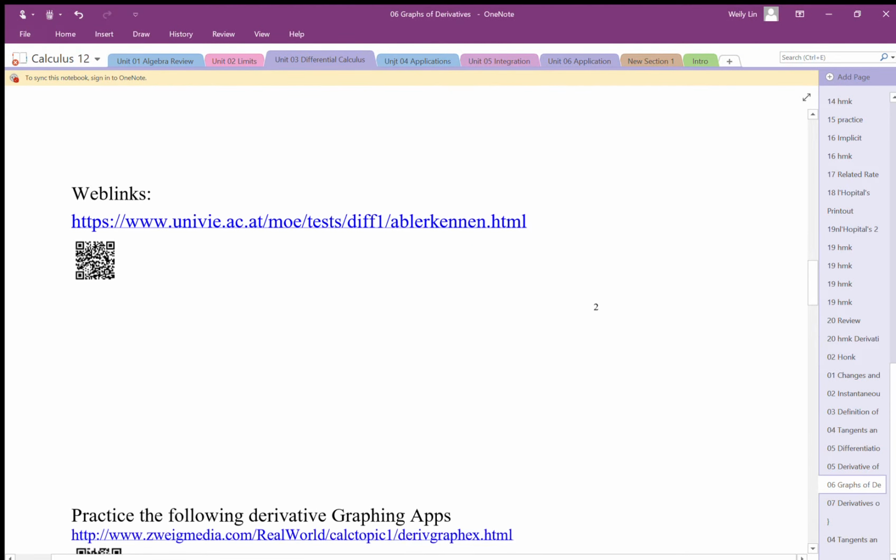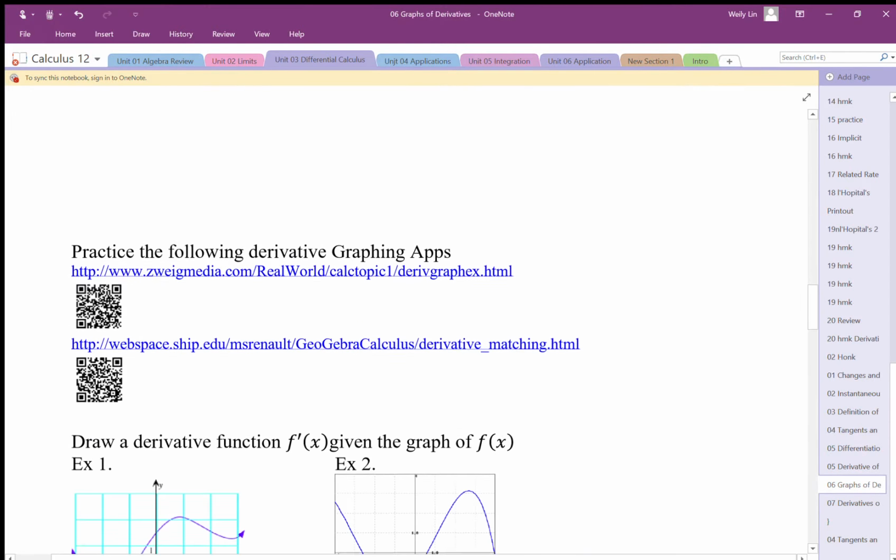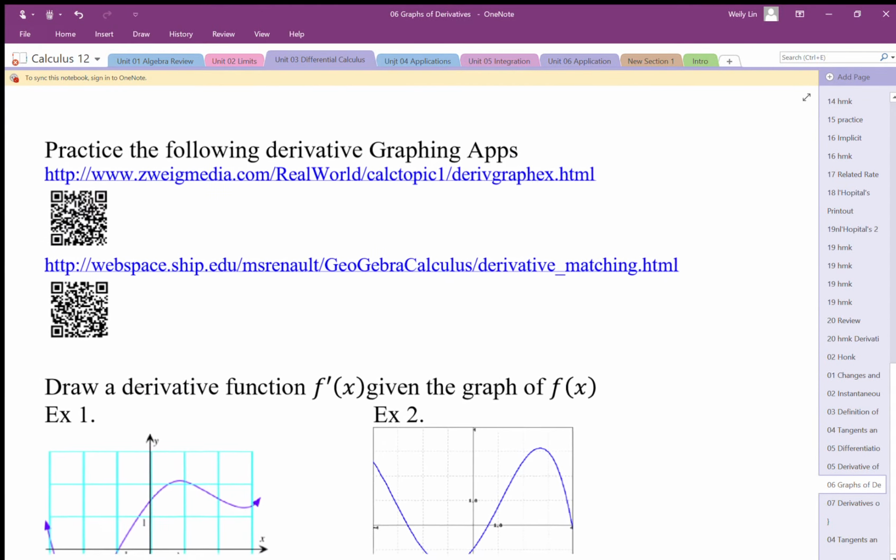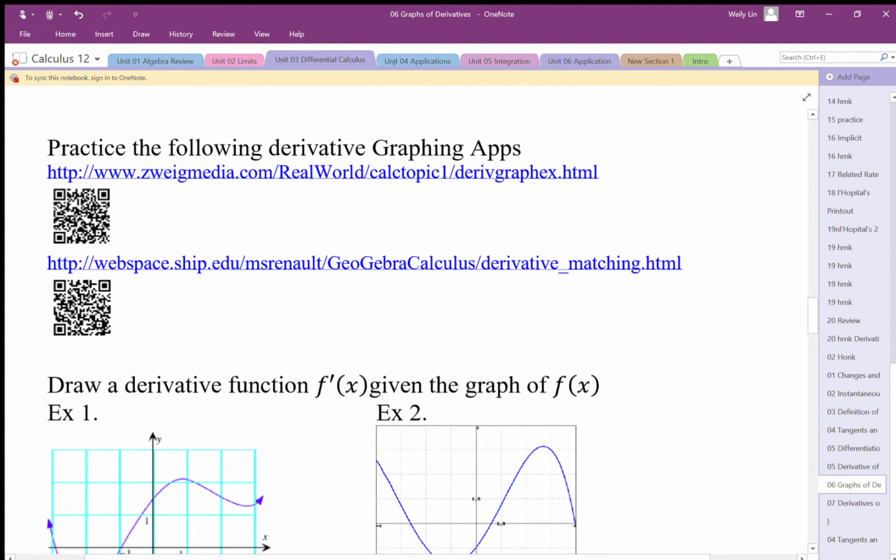Okay, so there are these links I've given. These two links here are just some practice kind of matching graphs. It's an app that lets you match graphs together. So I want you to pause this video and do these two matching graph activities first. Just get the sense of how I can visually recognize the different pieces that allow me to match a function with its derivative or even vice versa.